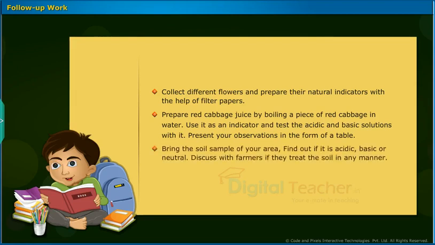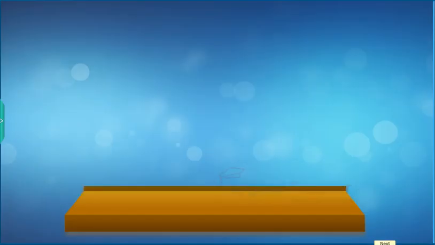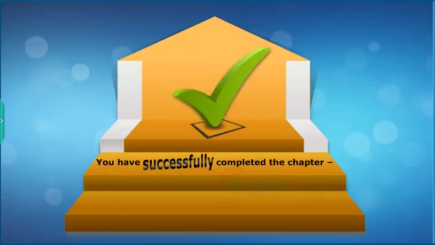Bring the soil sample of your area. Find out if it is acidic, basic, or neutral. Discuss with farmers if they treat the soil in any manner. You have successfully completed the chapter Acids and Bases.